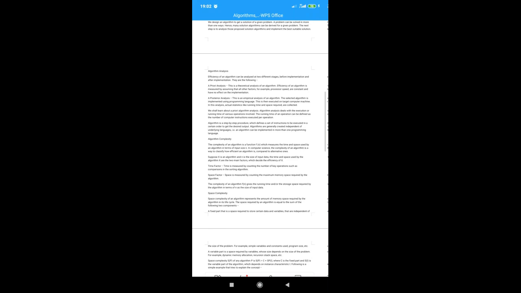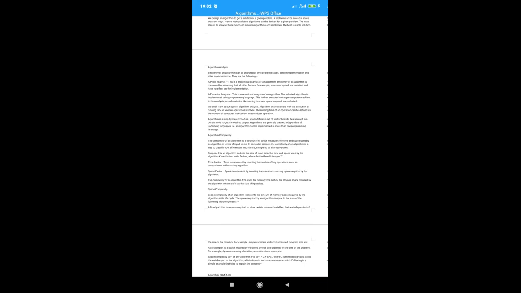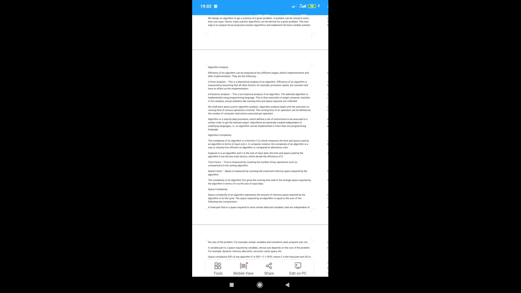What is the time factor? Time is measured by counting the number of key operations, such as comparisons in certain algorithms. That is the time factor. How many instructions will be carried out per operation? That is what the time factor is telling you. That is why it said time is measured by counting the number of key operations, that is every instruction that will be carried out in the operation. It is being governed by time.